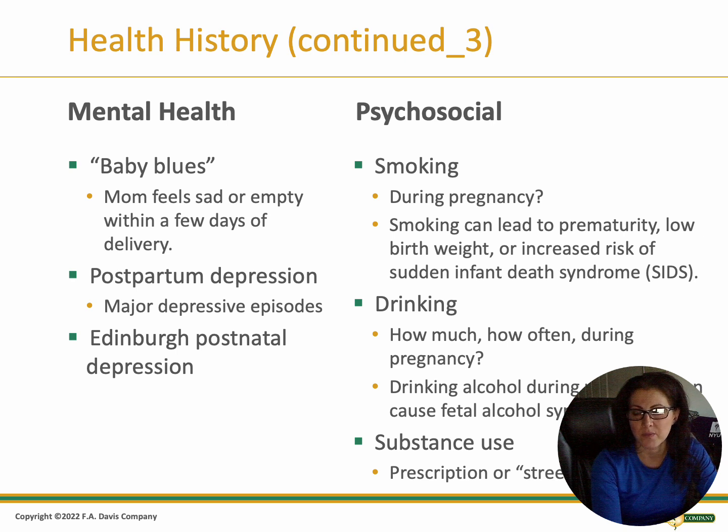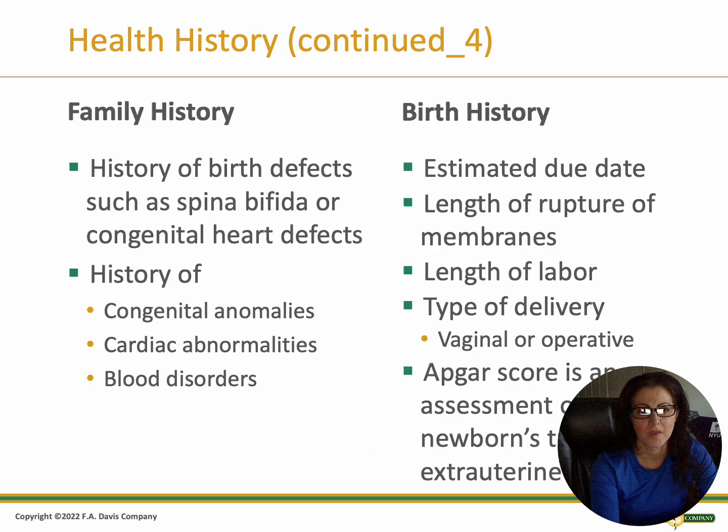We also want to identify something that's not listed here, postpartum psychosis, which is postpartum depression associated with hallucinations, delusions, and fear of maybe harming self or child. We want to identify psychosocial history: smoking, drinking, drug use, as well as substance use and abuse. We want to go over the family history. Is there any history of birth defects, congenital, cardiac, or blood disorders?